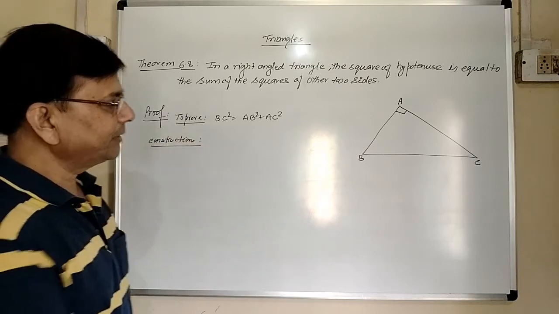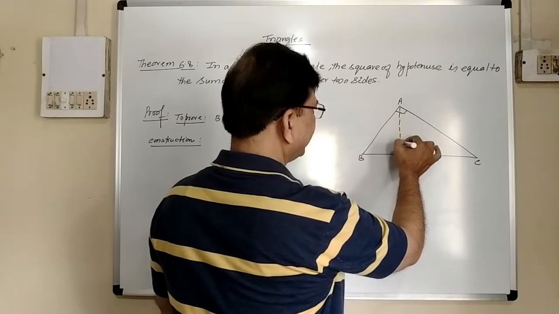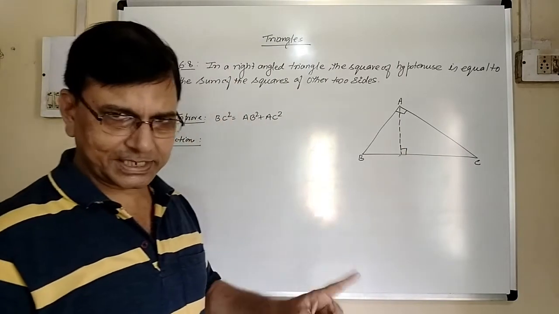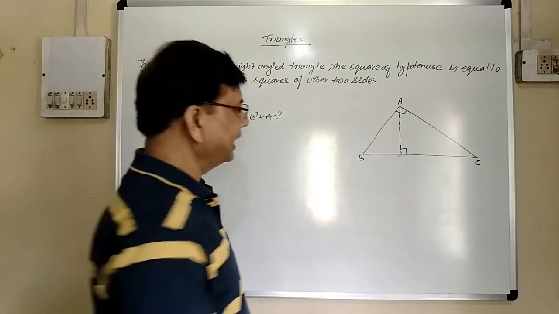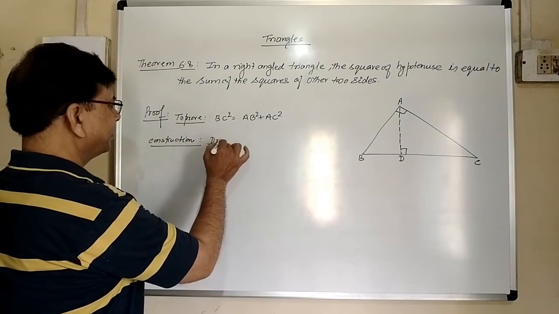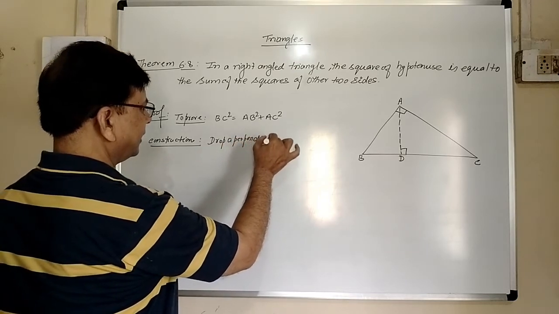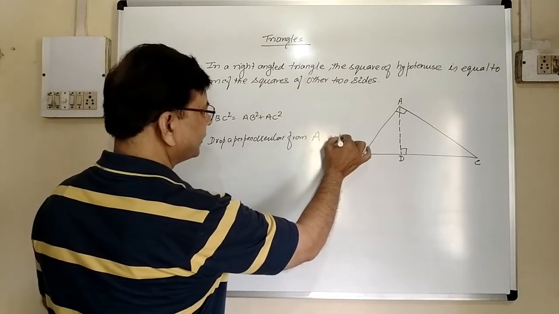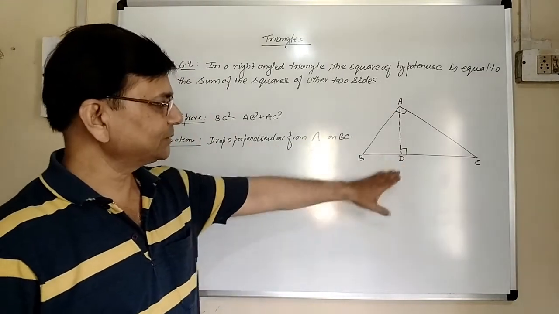Construction we will do. We will drop a perpendicular from here on the hypotenuse. Remember, just before this, I had done this kind of activity, so that is to be correlated. Draw a perpendicular from A on BC, and let this point be D.